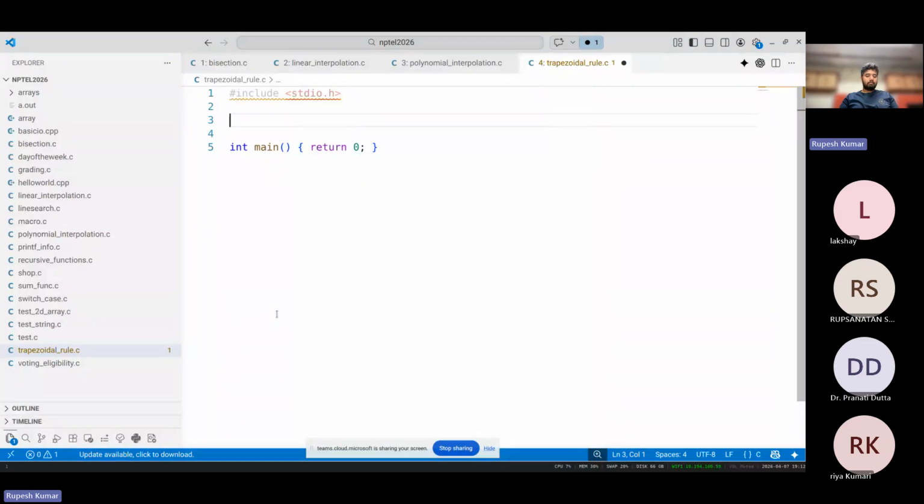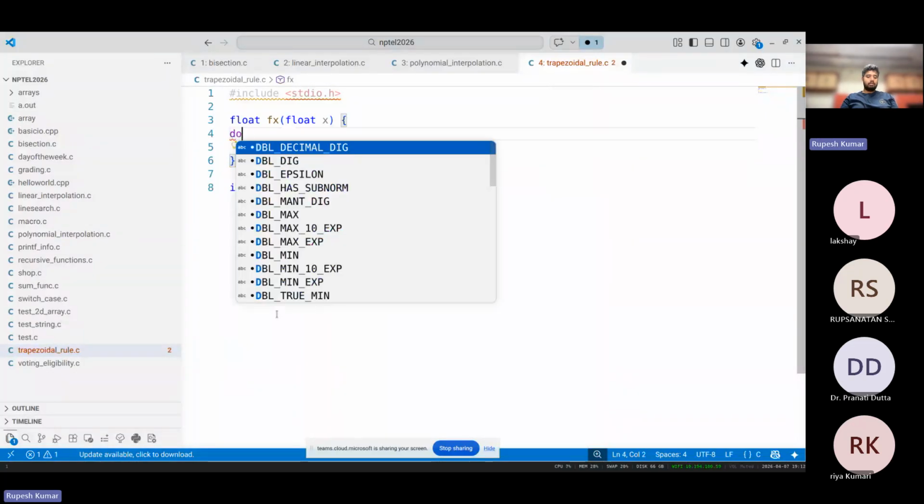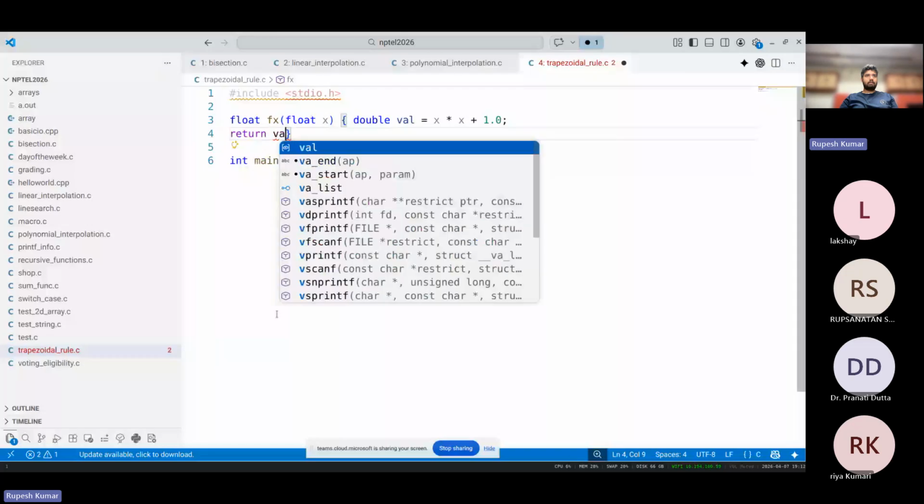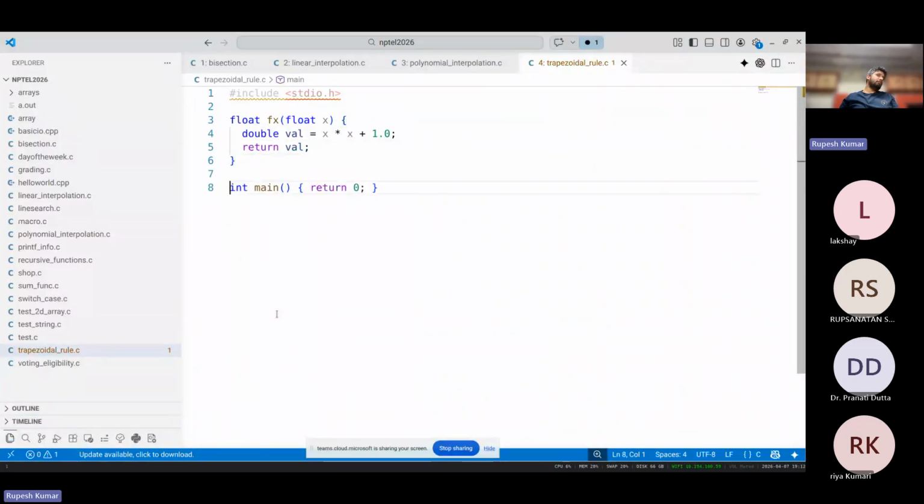Now first I will create a function for trapezoid that computes the area of a curve using trapezoidal rule. So let's first define my function. So float f of x, and it takes a floating value x and returns a floating value here, right? And then you compute the result, double val is equal to function value, and the function we were interested in, x squared plus 1, right? So now what you do, return val, right? So now this is your f of x.